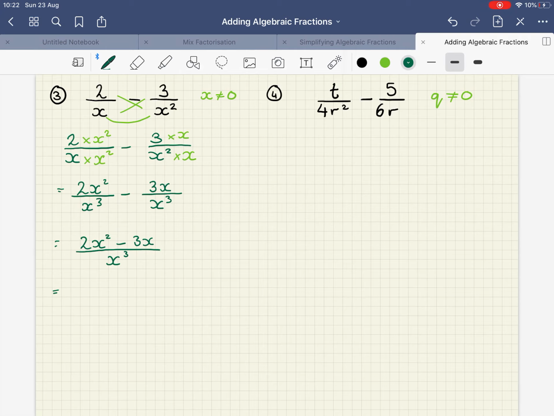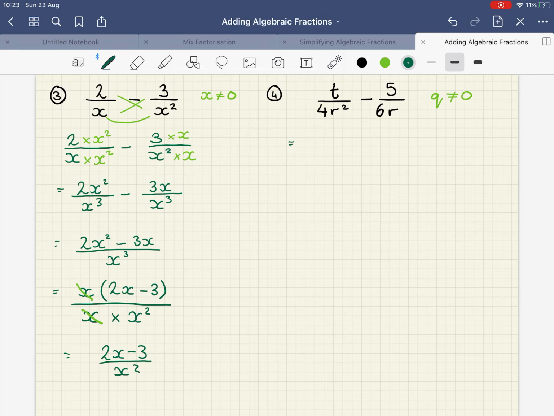I'm going to factorise the top. So my highest common factor on the top there is x, and then I'm going to have 2x minus 3 inside the bracket. Because I have an x here, I just want 1x on its own for me to cancel out. And so what I have left is that x squared. And then I cancel out those x's. So my final answer is going to be 2x minus 3 all over x squared.